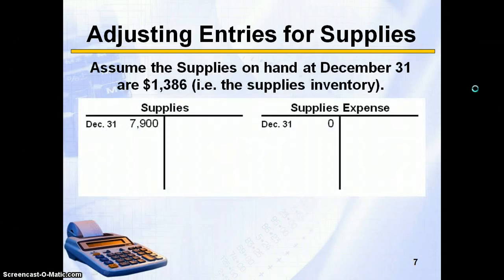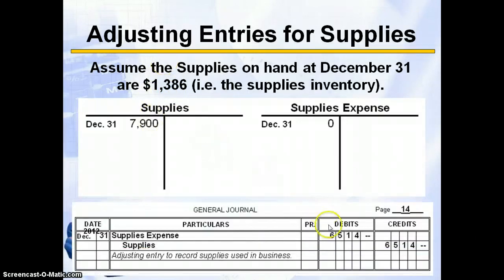This is what recording that entry will look like. So assuming that supplies on hand at December 31st were $1,386, so the supplies inventory, we must figure out what the usage was. So we began this fiscal period with $7,900 worth of supplies. What happened was we used a whole bunch of supplies, and now, after counting what's in our supply cabinet, we have $1,386 worth of supplies remaining. So the difference between the two is $6,514. We have used $6,514 worth of supplies.